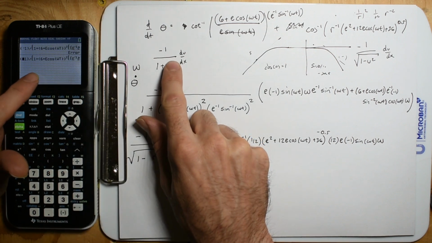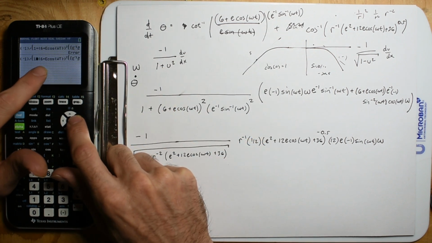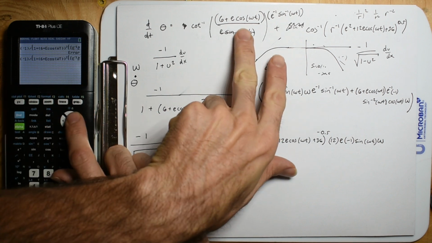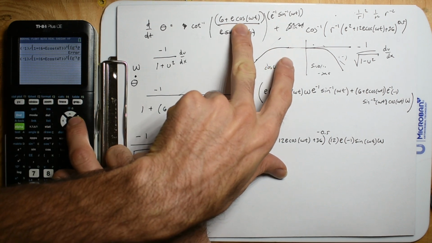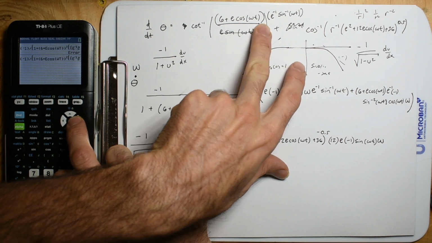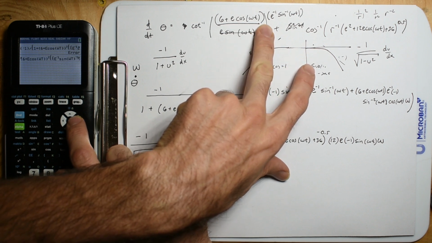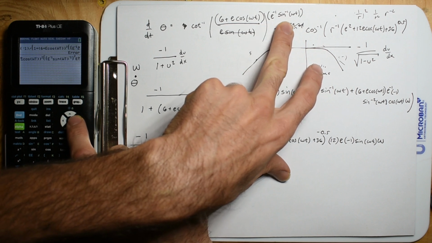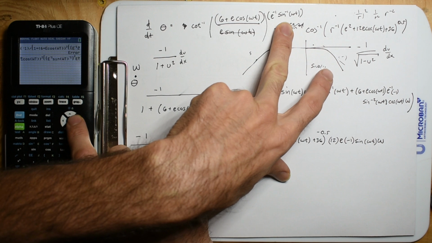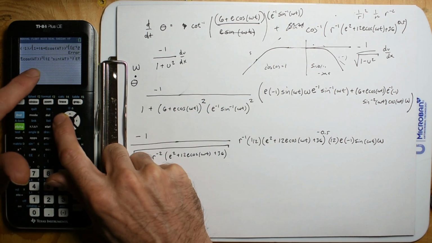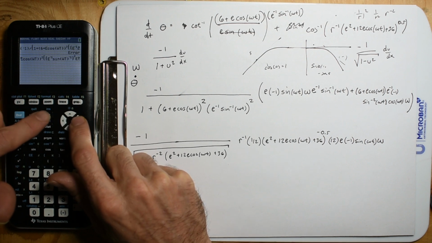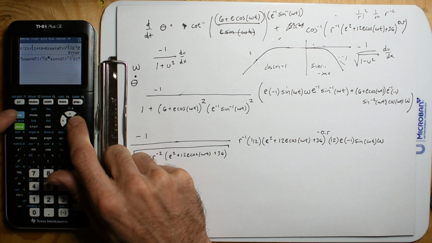So we have negative 1 divided by 1 plus all this jazz squared. Yeah, so we have e plus 6 plus e cosine omega t. That got squared. Multiplied by e to the negative 1 sine omega t to the negative 1. All right, and all that's squared. Okay, so yeah, we're good there, but this bracket got out of control. So this bracket was wrong. Sorry about that. So this bracket is right there.